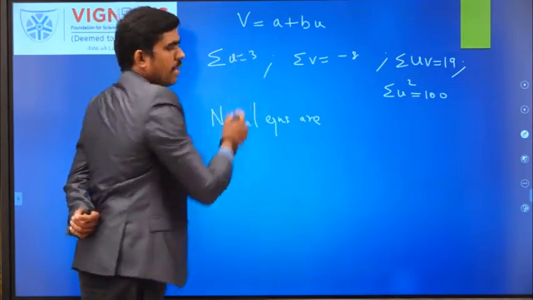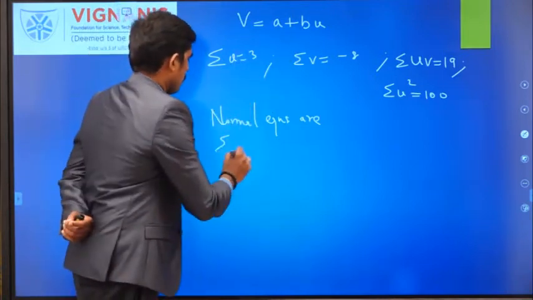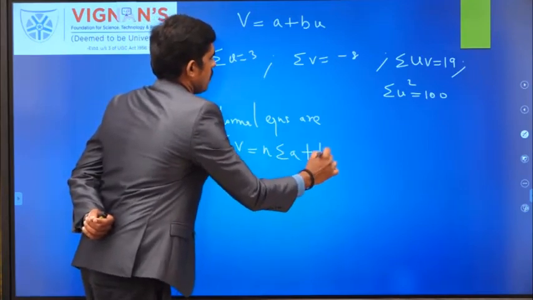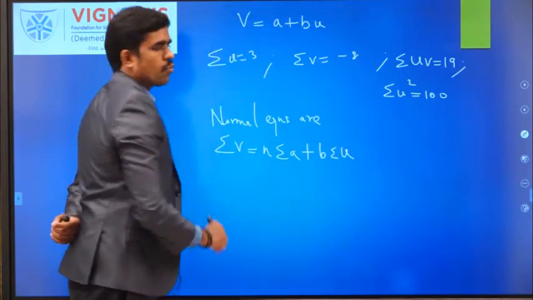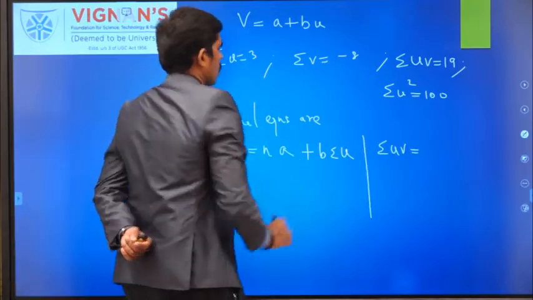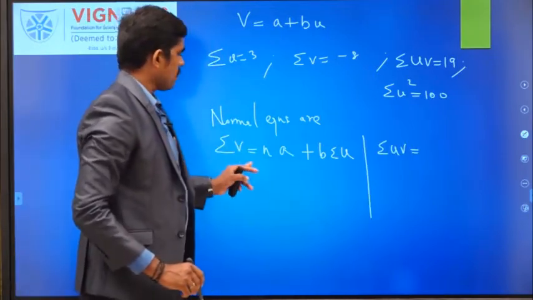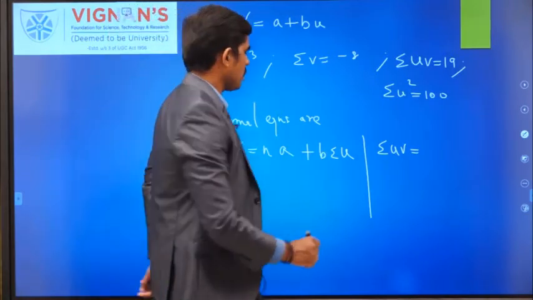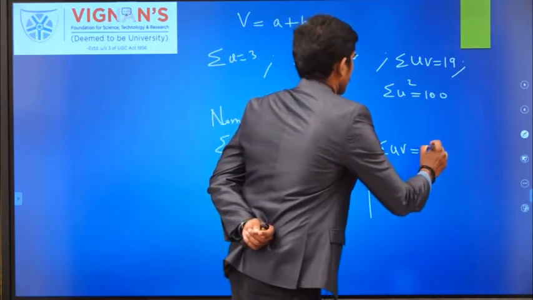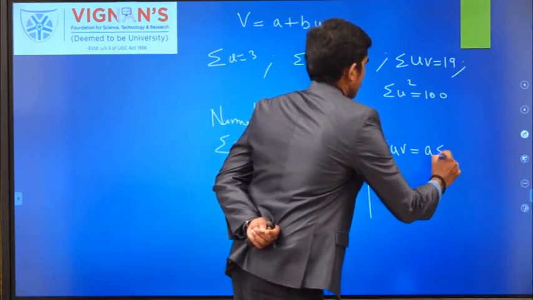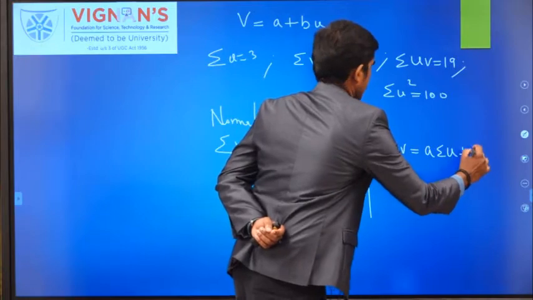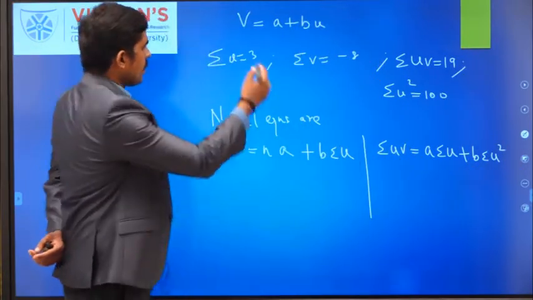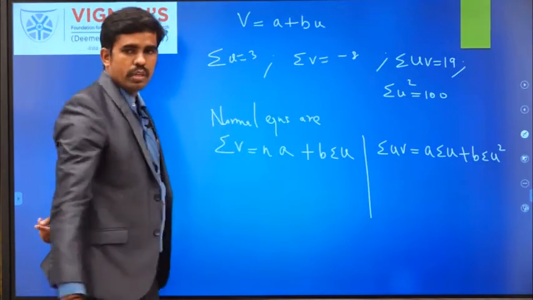So what are the normal equations? I told you how to write them. One normal equation is summation v is equal to n into a plus b into summation u. The second normal equation is summation uv is equal to a into summation u plus b into summation u square. You substitute all the values you have in these two equations.